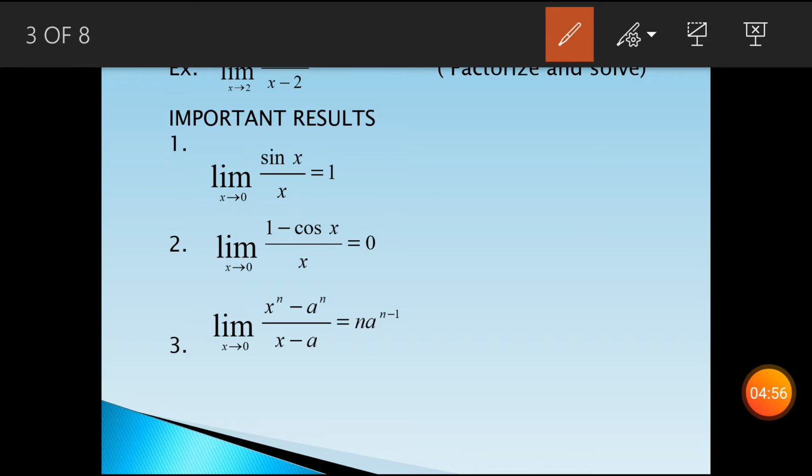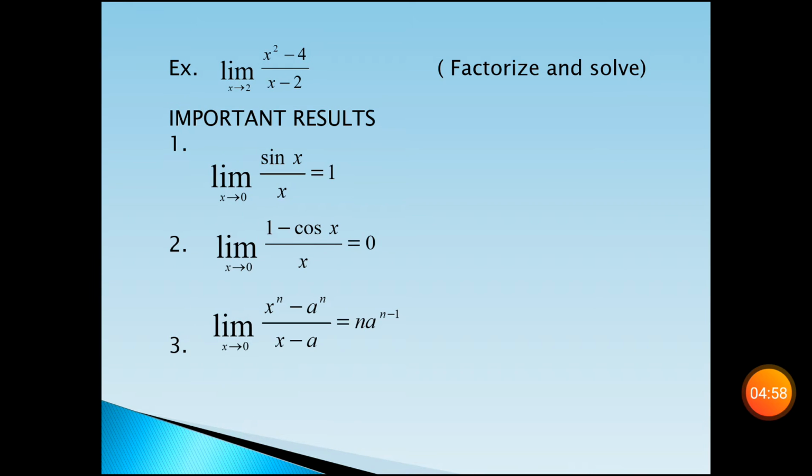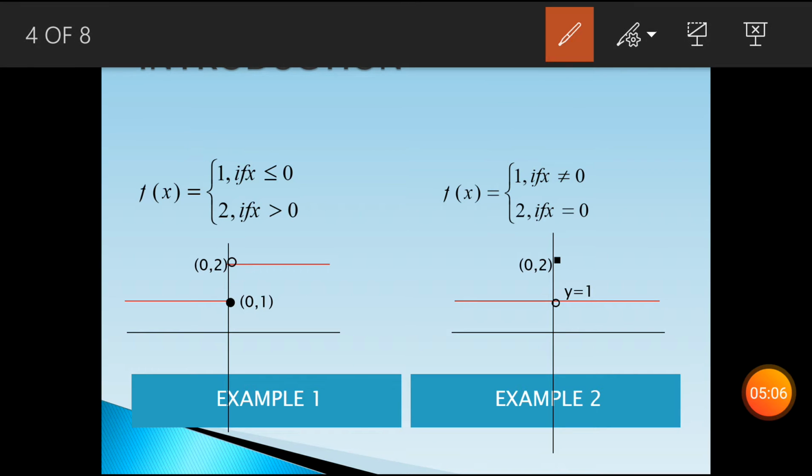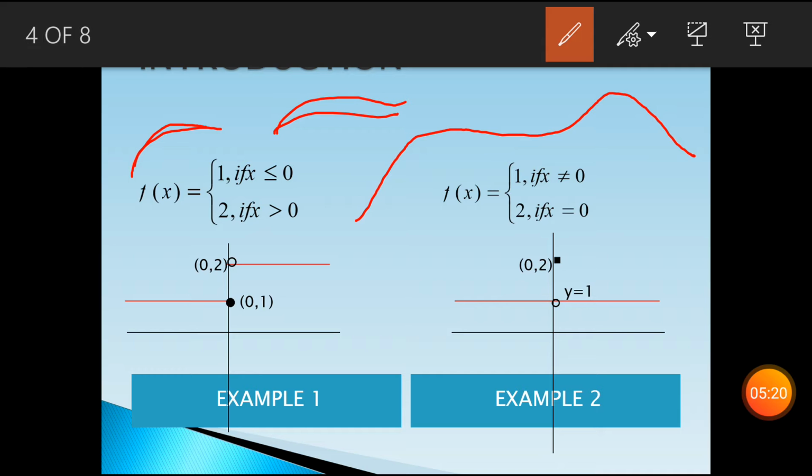Now let's talk about continuity. To understand continuity, actually, what does that word mean? If you can draw the graph of a function without lifting your pen, then we say that the function is continuous. Suppose the graph looks like this, then you cannot draw it without lifting your pen. It means this function is not continuous.